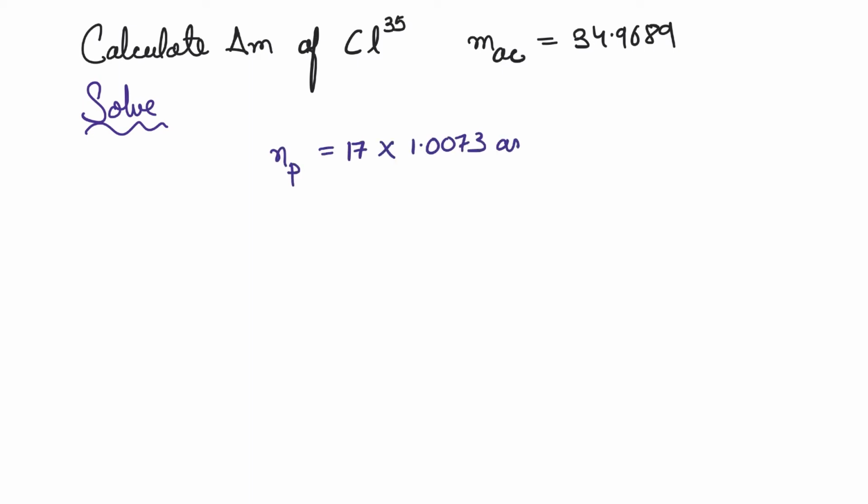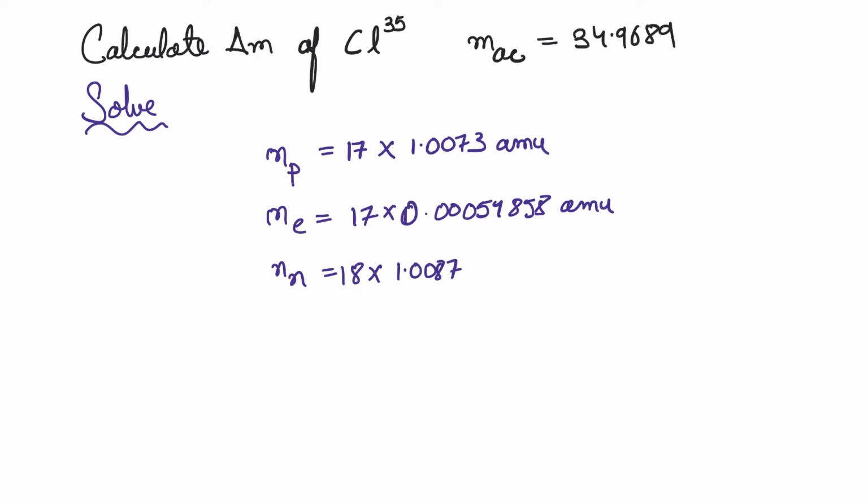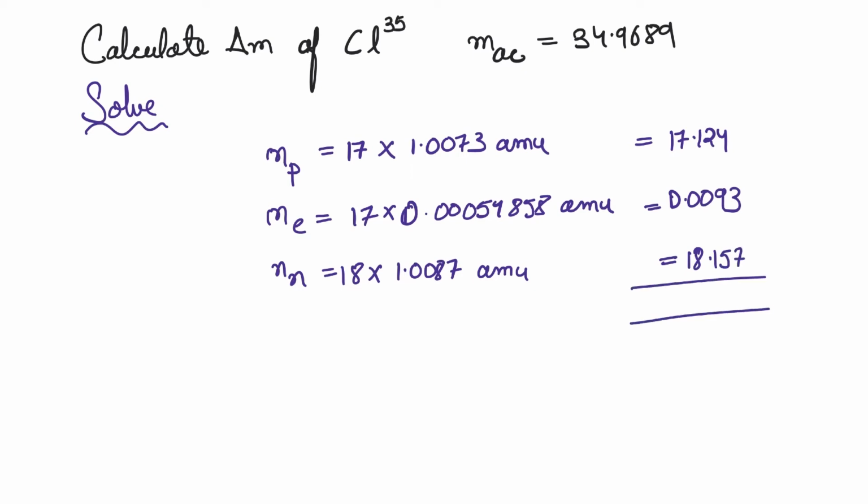So the number of protons, that's 17, multiplied by the mass of a proton. The number of electrons, that's again 17, multiplied by the mass of an electron. That's all in AMU. And the number of neutrons, that's 18 in this case, multiplied by the mass of a neutron. You do the total calculations and then we sum this up, and this comes to be around 35.290. Now, if you subtract that from 34.9689, you get your delta M.